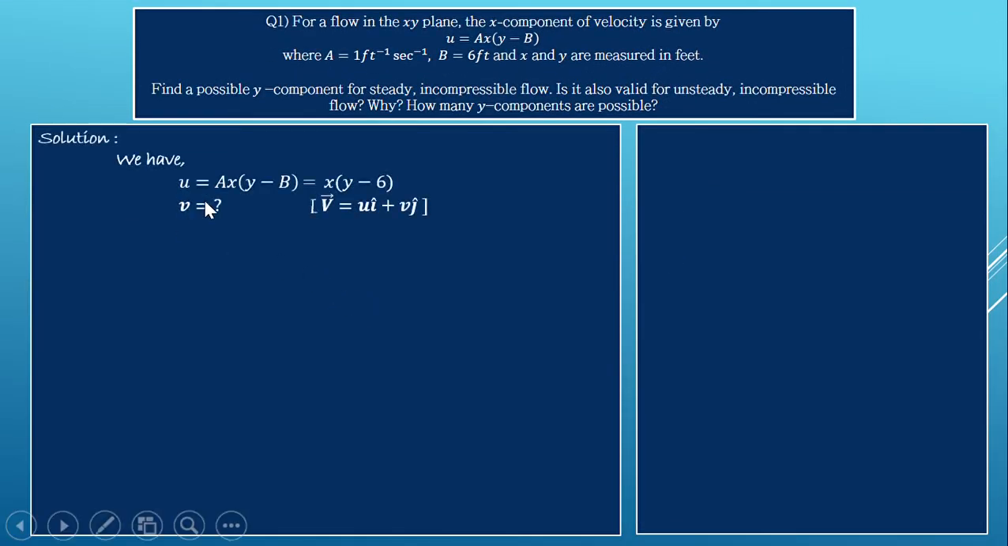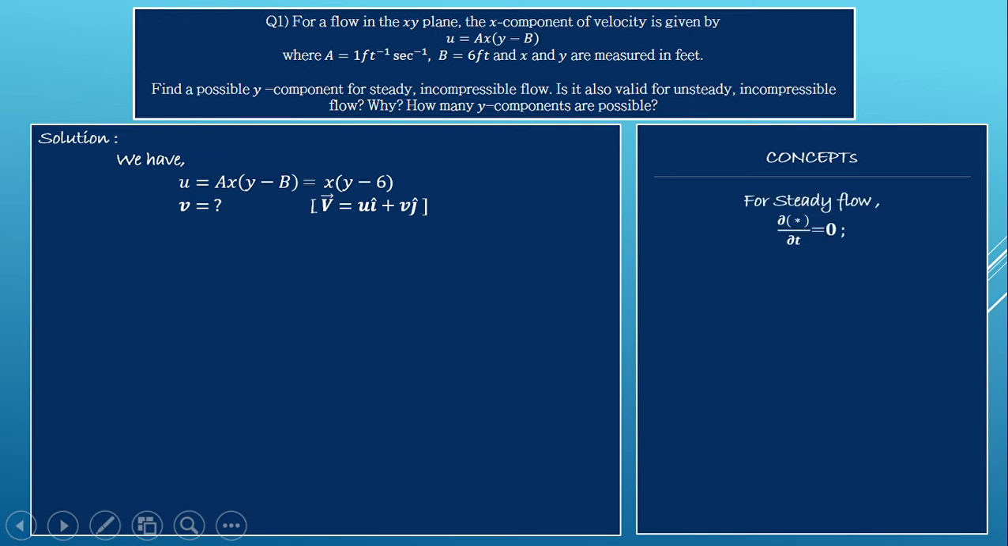Solution. We have u is equal to a times x times y minus b. On putting the values of a and b, we get x times y minus 6. We need to find the value of the y component of the velocity vector v, represented by v vector is equal to u times i cap plus v times j cap. Concepts.